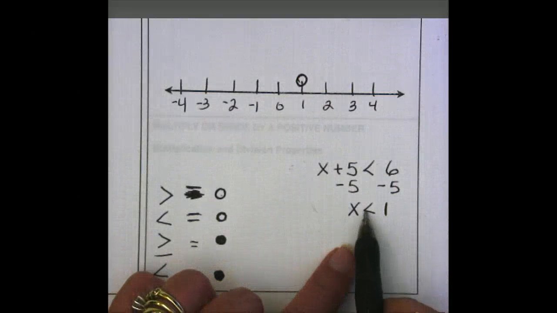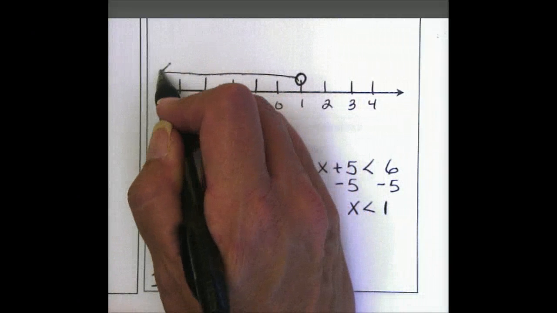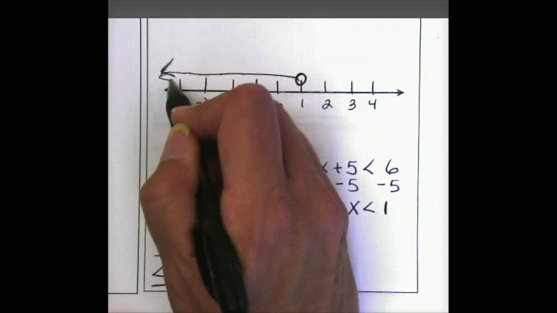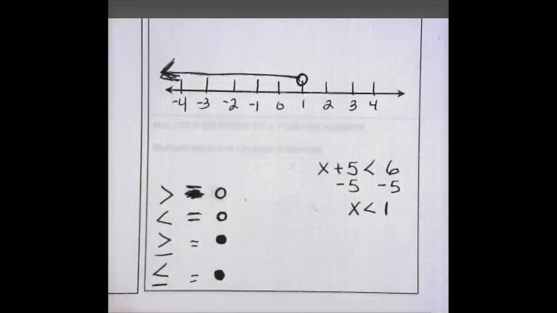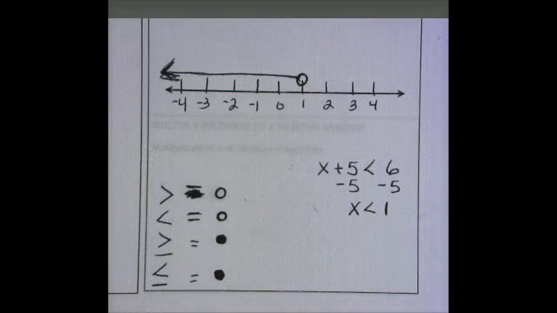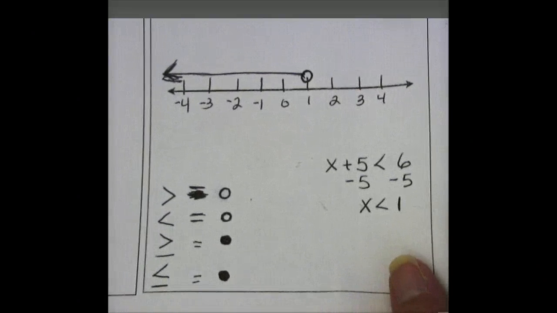And then if you look at your symbol, it points to the left side, but then we should also know if x is less than 1, then all the numbers that are less than 1 are going to go this direction. So we're going to draw our arrow this way. And that is how we graph the solution of the inequality x is less than 1. And we'll practice some more of those in class. Let's look at the next page.